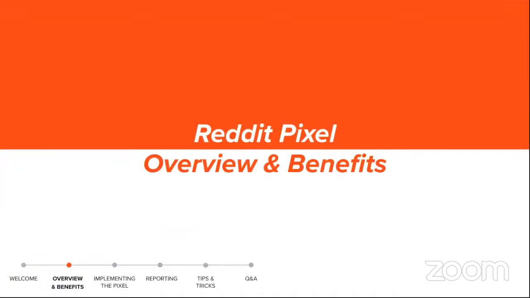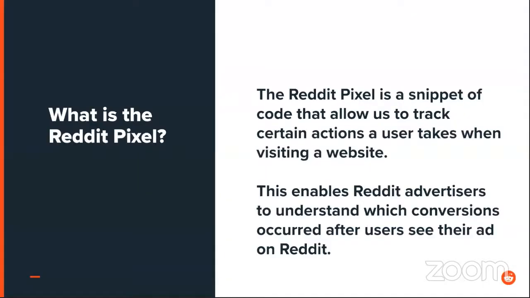Reddit Pixel overview and benefits. Let's first take a step back and remind ourselves, what is the Reddit Pixel? It's a piece of code that you place on your website and lets us track actions people take. Then when you run Reddit ads, you'll be able to see how many people who saw your ads then went to your website and did certain actions like add to cart, purchase, sign up, etc.